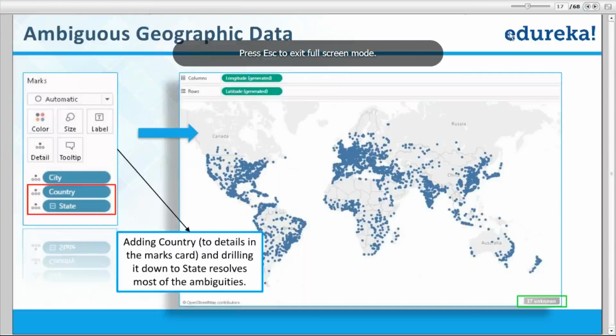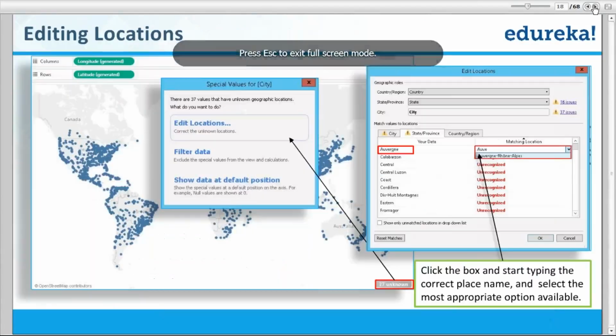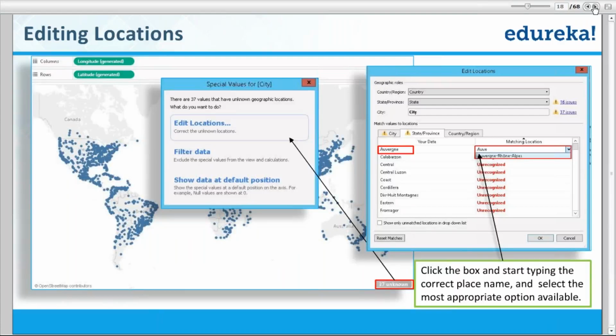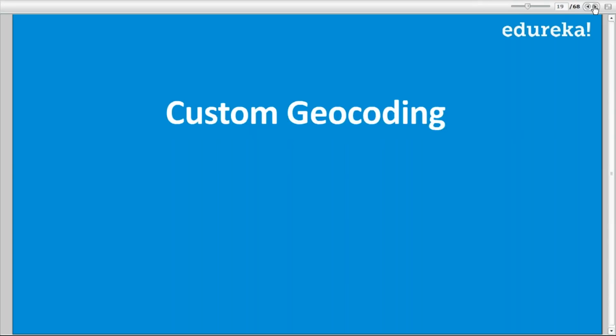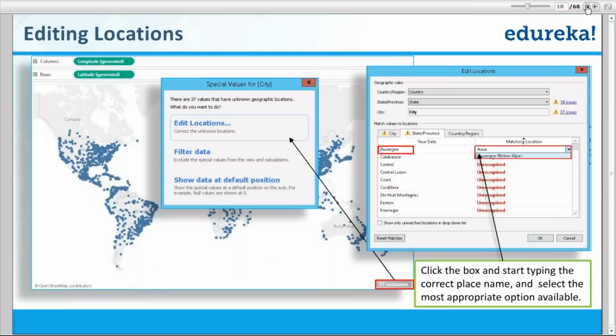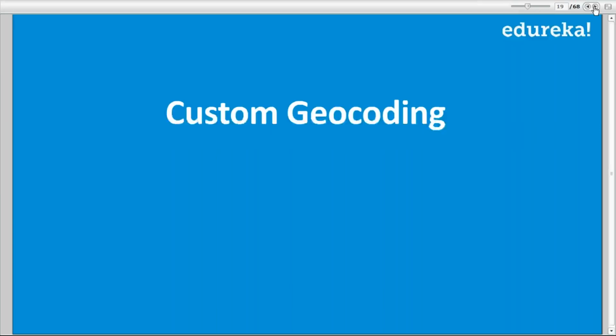Moving on. We just saw how to add the things, and you can also edit the locations and enter the country name, start typing country names, whatever you know. Okay, so this is something like what we have.